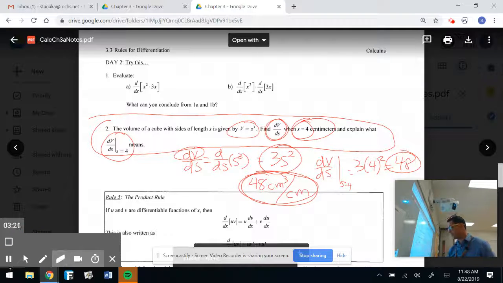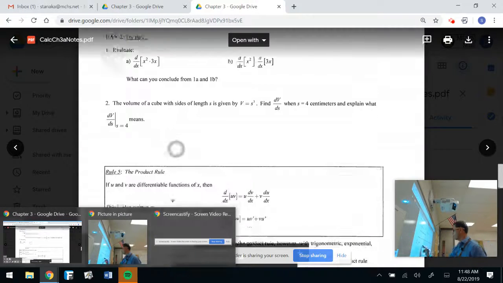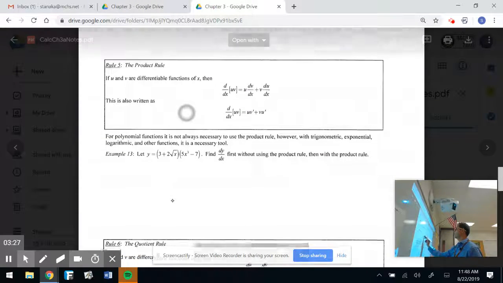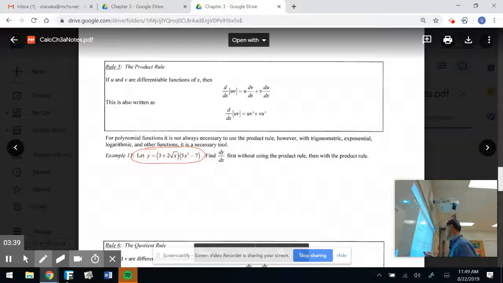But now let's get to the nuts and bolts of our rules and the biggest rules that we are going to be dealing with in Chapter 3, the product rule. Here we go. To understand what the product rule is about, we're going to look at this one right here, and we're going to do it how we would solve this if we didn't know the product rule.